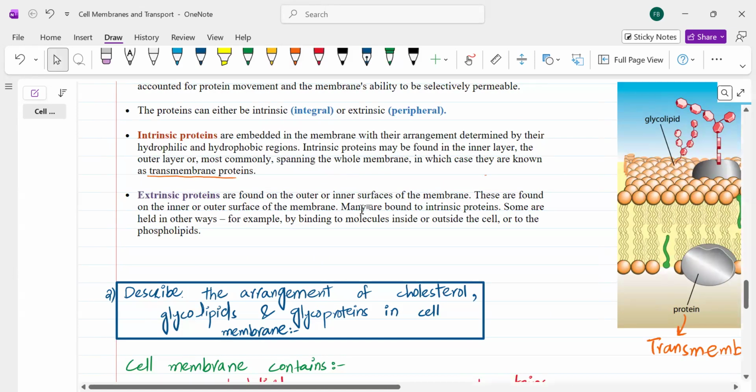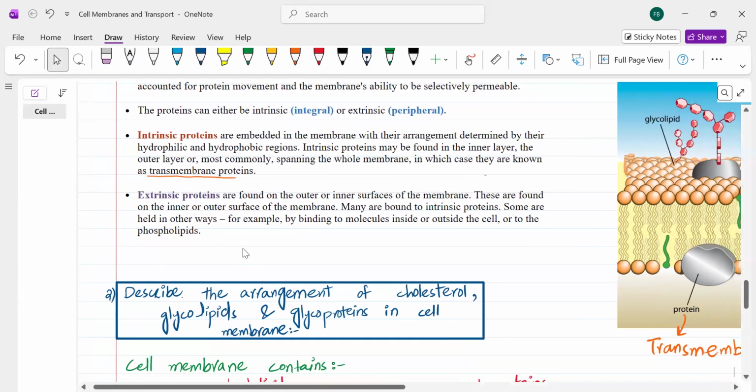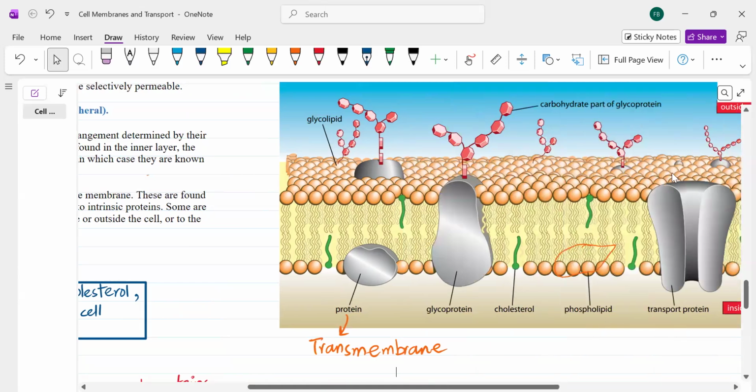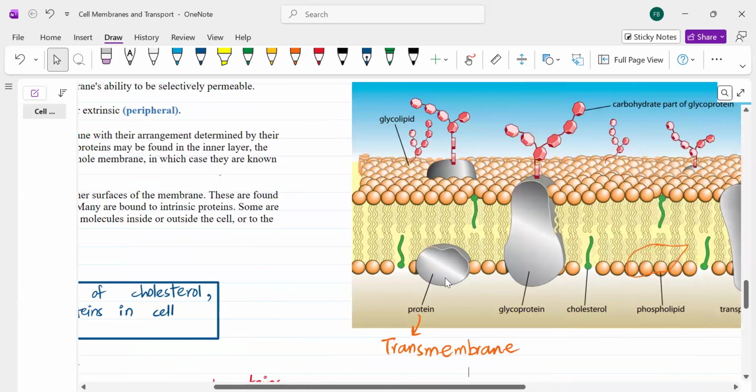Intrinsic proteins are those which are embedded in the membrane. These proteins can be present within the inner layer, or in the outer layer, or they can span throughout the membrane, like they can move throughout the cell membrane.